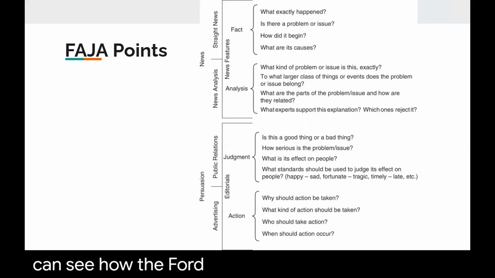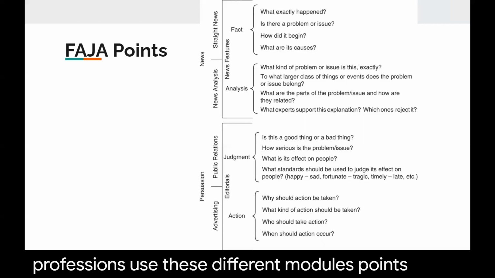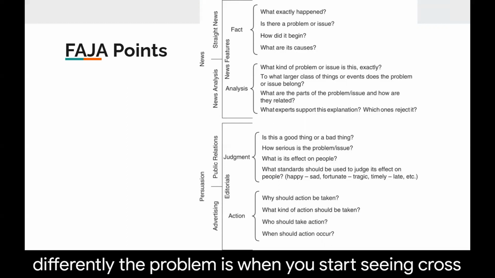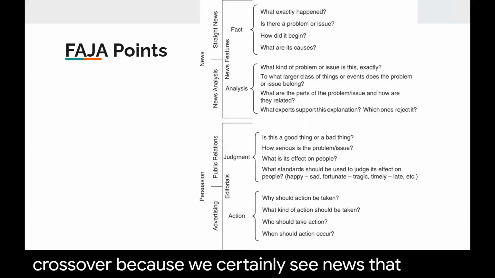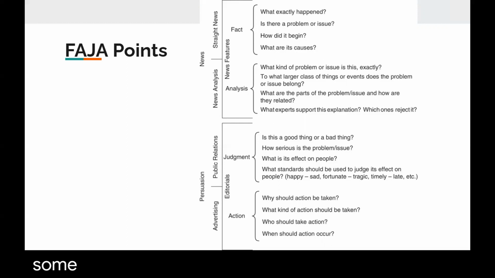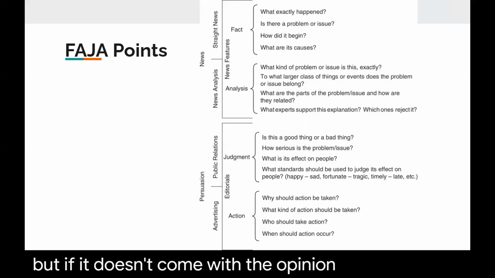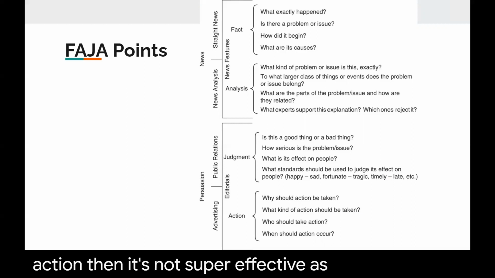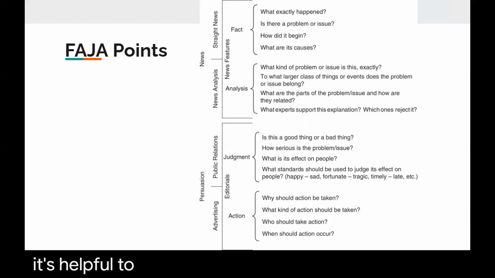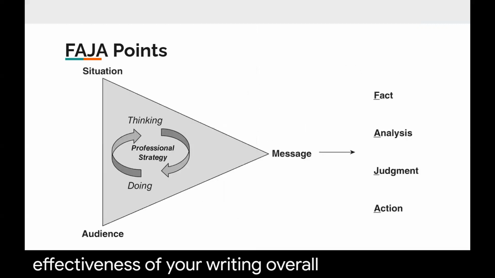So you can see how the different types of media professions use these FAJA points differently. The problem is when you start seeing crossover, because we certainly see news that contains judgment or action calls in it. And of course, some persuasion involves using facts and analysis, but if it doesn't come with the opinion and a call to action, then it's not super effective as persuasion. So it's helpful to look through these FAJA points, all four of them, regardless of what type of media you're writing, in order to understand the effectiveness of your writing overall.